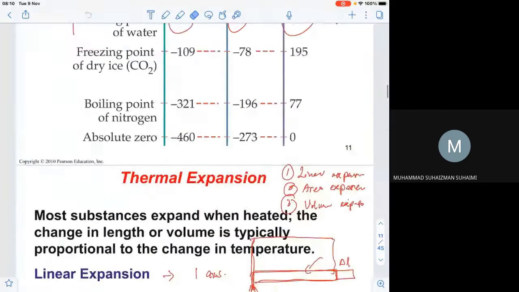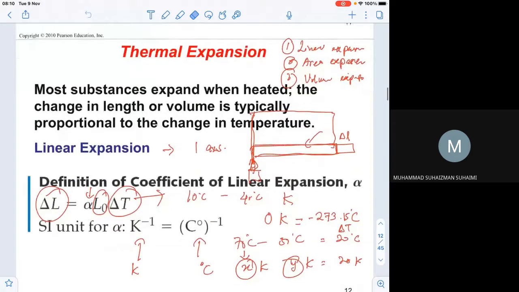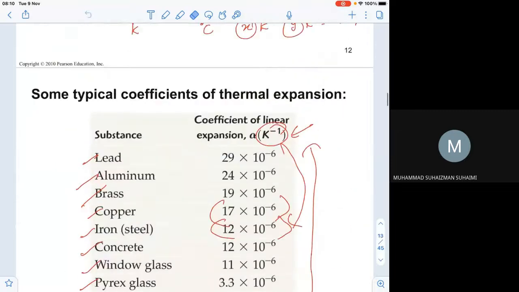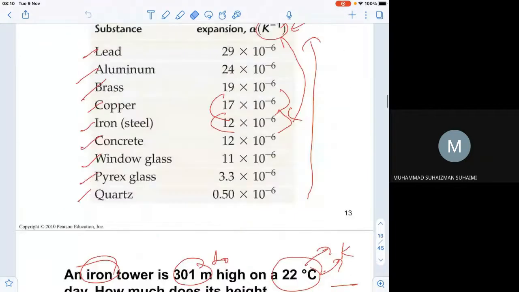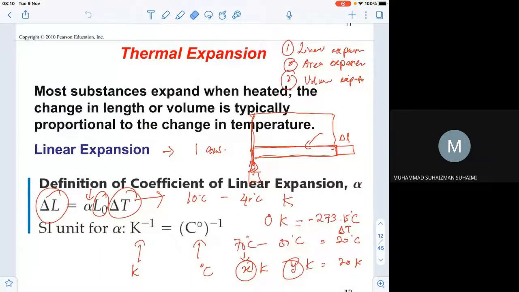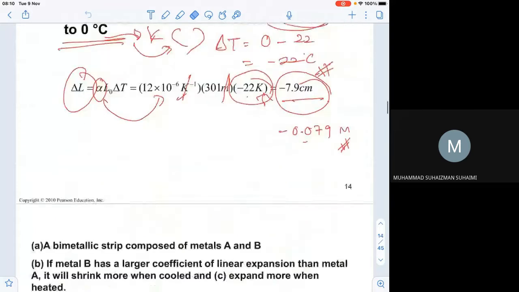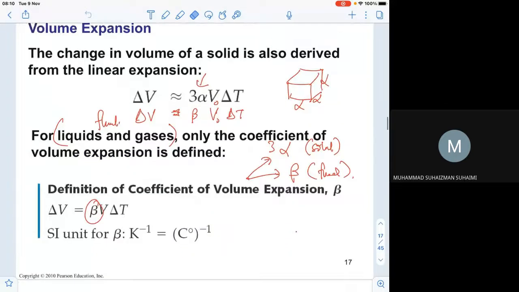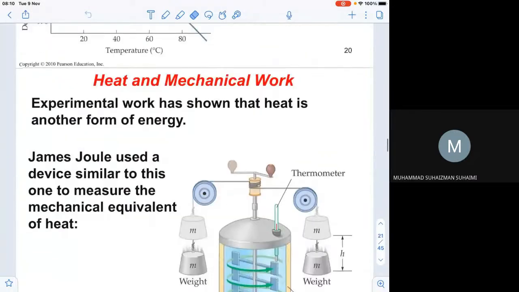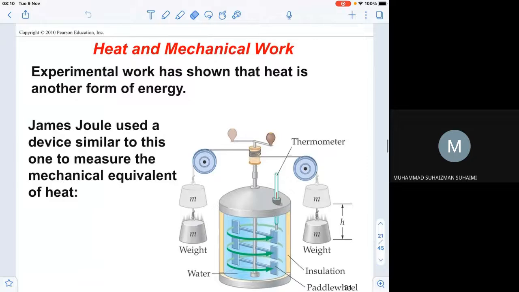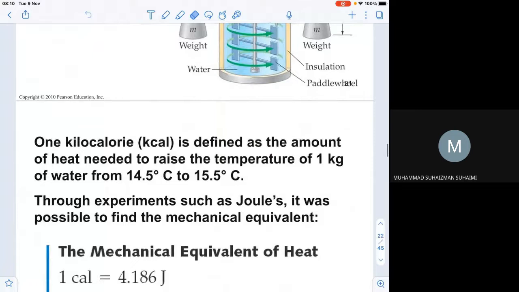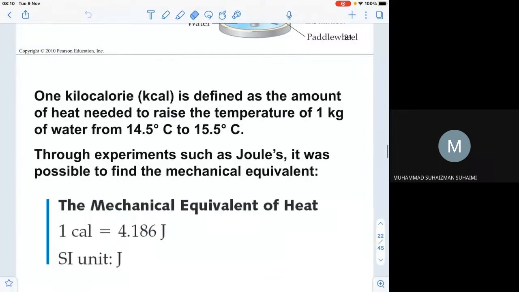We also did a recap on thermal expansion: linear expansion, area expansion, and volume expansion. Then we discussed a little bit in terms of heat and mechanical work.